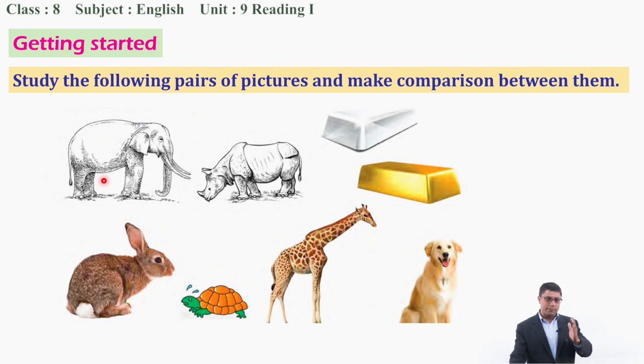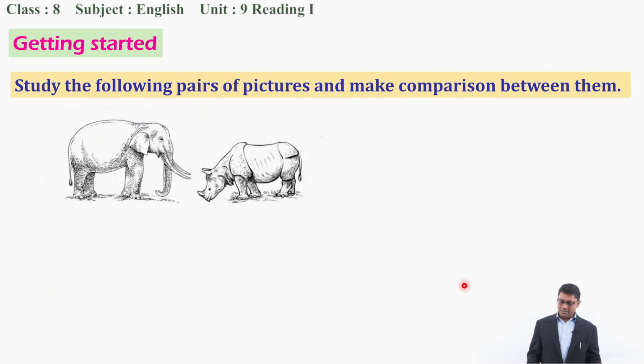Okay, students, now you have to compare between the pictures in each pair. For example, you will compare between an elephant and a rhino. You will compare between silver and gold. You will compare between the rabbit and the tortoise. You will compare between a giraffe and a dog. Can you do that? Okay, let's do one by one, okay? So please, just to compare between these two.